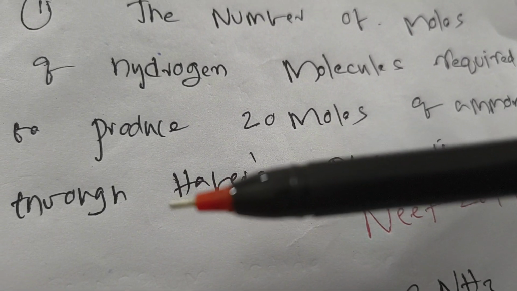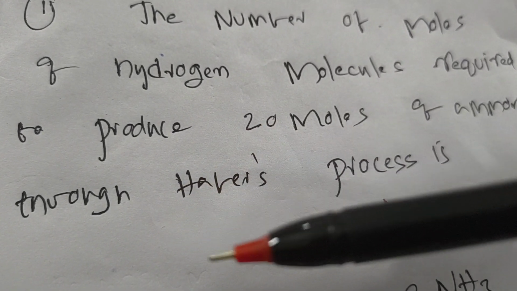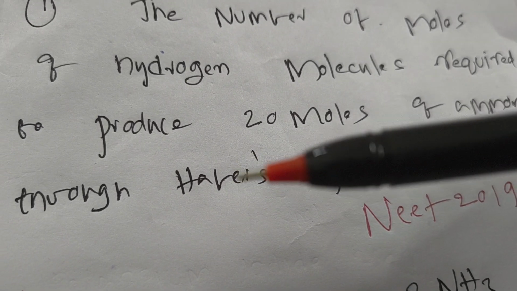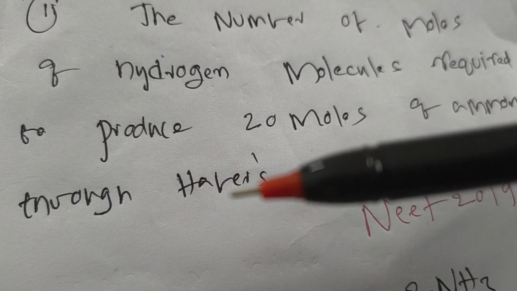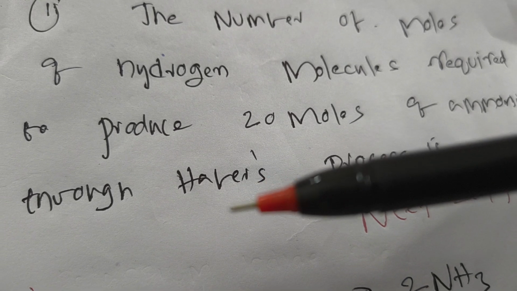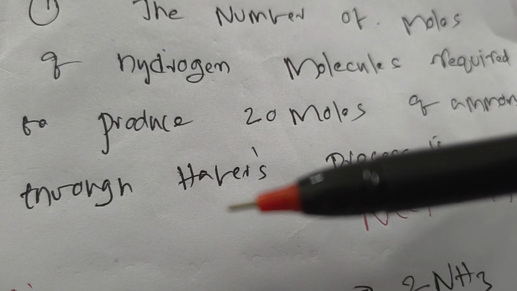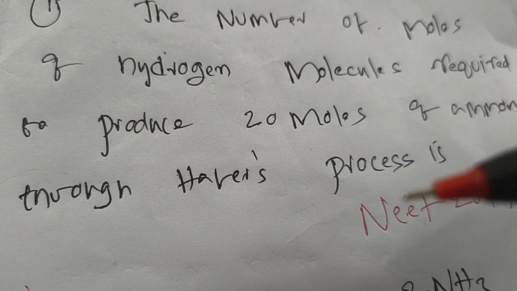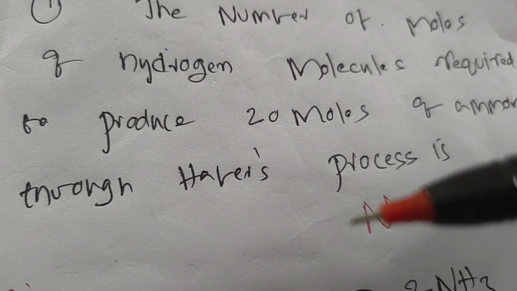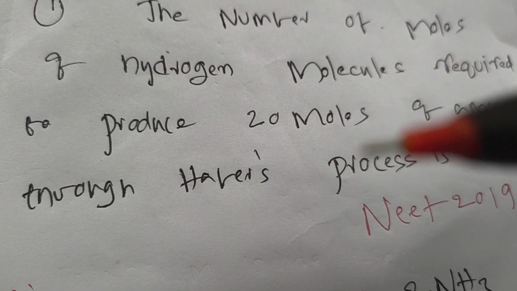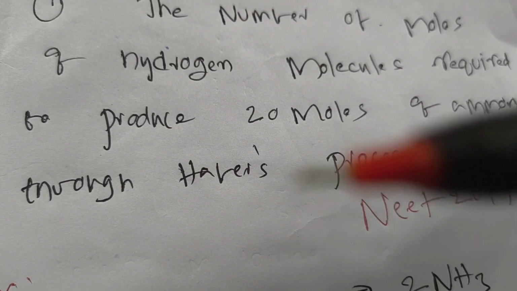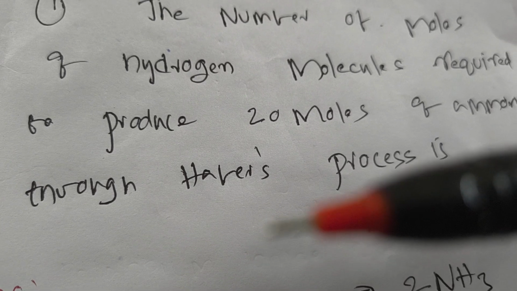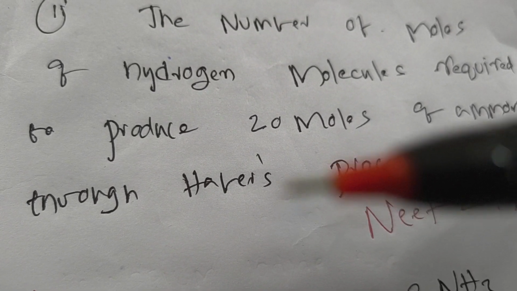process. First of all, you are expected to know what the Haber process is. Haber process is the process to prepare ammonia by using nitrogen and hydrogen. We can prepare ammonia gas by using high pressure, low temperature, and molybdenum as a promoter, iron as a catalyst.